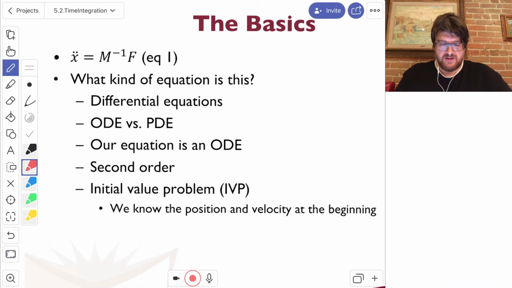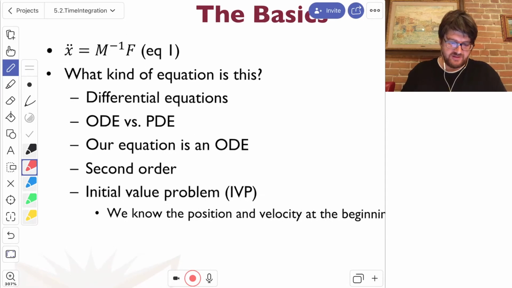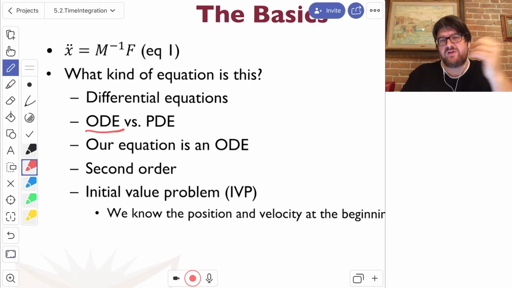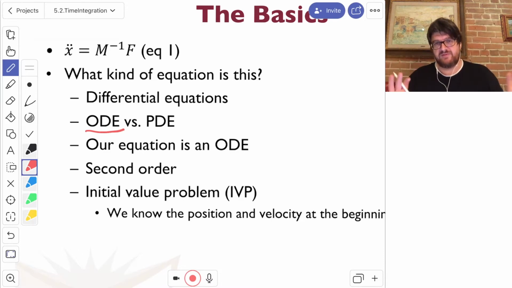As far as differential equations go, we typically have two types. One is ODEs, or ordinary differential equations, and the other is PDEs, or partial differential equations. The difference is that ordinary differential equations are functions of one variable, whereas in partial differential equations, the terms can be partial derivatives with respect to multiple variables. Our equation is an ordinary differential equation because the second derivative of the position is with respect to only one variable, which is time.